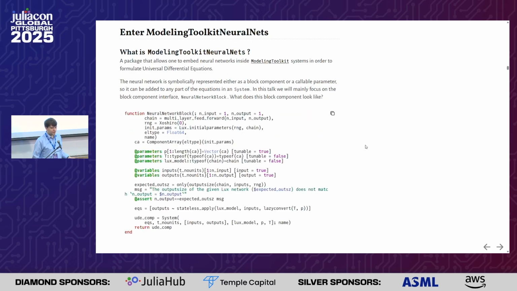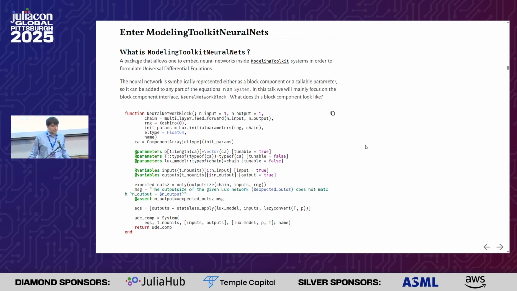And what if we can represent the neural network as a first-class citizen in this system? And this is what ModelingToolkit Neural Nets does. It's a package that allows you to symbolically represent a neural network as a component in your system. And there are two versions of the API. You can either use a block as a system, or you can use callable parameters, but this talk is focusing on the block interface and how you can use it as a system.